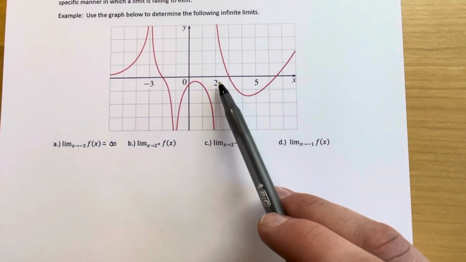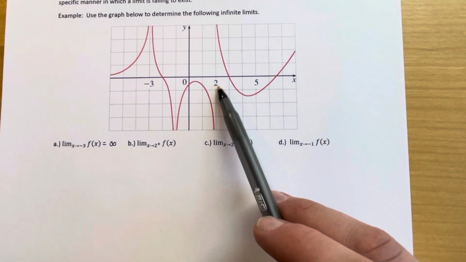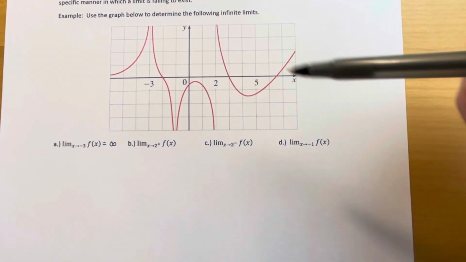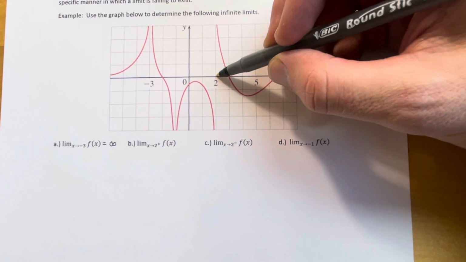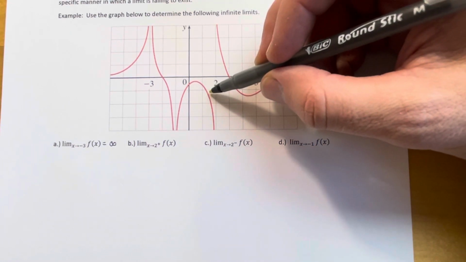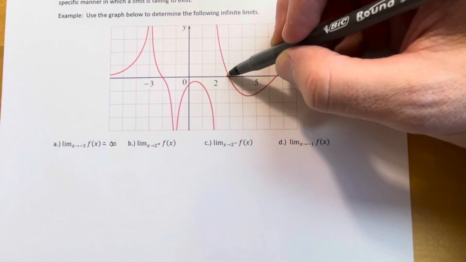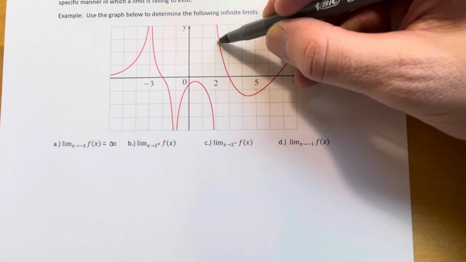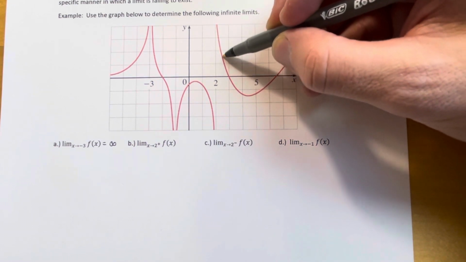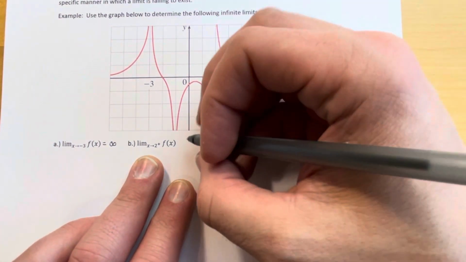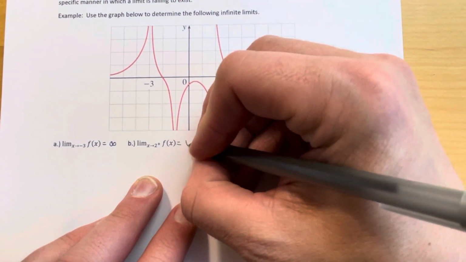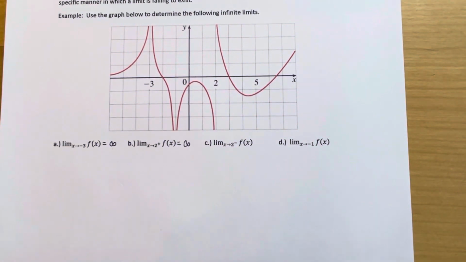So here I'm going to find 2 on my x-axis, and we're approaching from the right, which means the curve that I'm going to be using for that approach is this one here, not this one here. So I'm approaching from the right, and as I get closer and closer to 2, I am also seeing that this curve is going towards infinity. Okay, so in this case as well, our one-sided limit is also infinity.